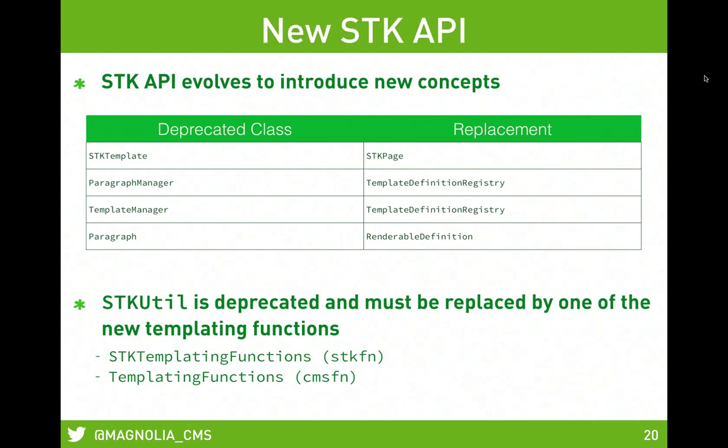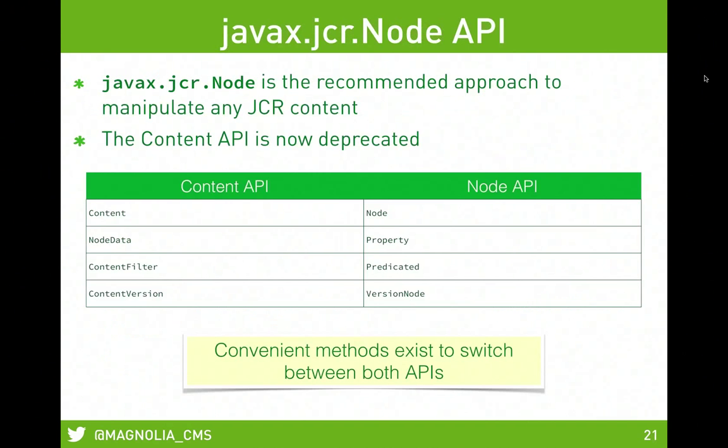The SDK API has evolved in order to introduce those new concepts. In the following table, you can see some examples of the main classes which have been deprecated and the corresponding class that you have to use in the code. SDK util has also been deprecated and must be replaced by one of the templating functions that we have seen in the previous slide, SDK templating function and templating functions.